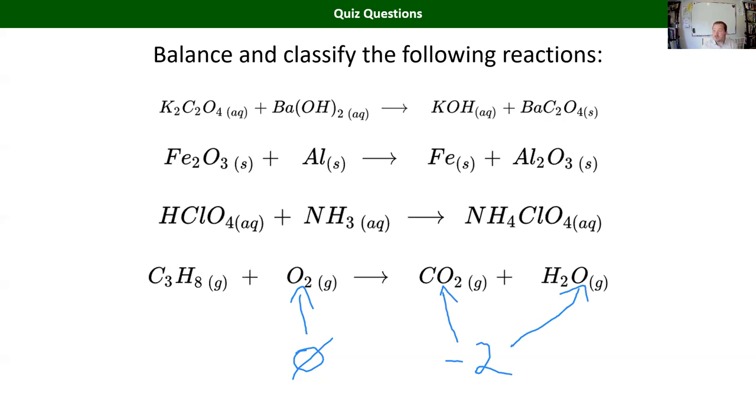This is actually where the term oxidation comes from, because oxygen is the most common oxidizing agent on Earth. You put oxygen gas with pretty much anything that has electrons it can lose, oxygen will take them and become reduced. So oxygen is reduced very frequently, which means it's oxidizing whatever you put it with.